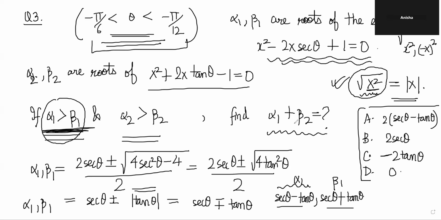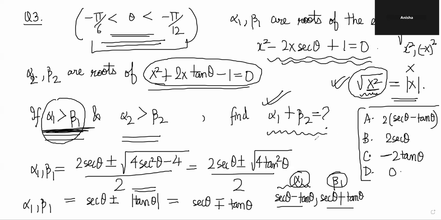Exact same thing you have to do for the other one also. You will identify alpha 2, beta 2. That time there will be a mod sec theta. If you do everything correctly, you will identify alpha 1 and beta 1 properly, and then you can add them and get the answer. It's a simple conceptual problem, but people will make mistakes here if they write simply x. So that is something that you can't do. Is it clear? Yes, sir.